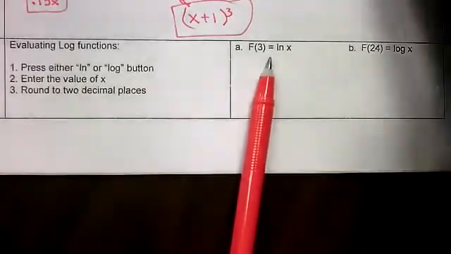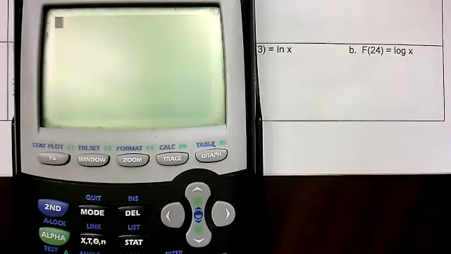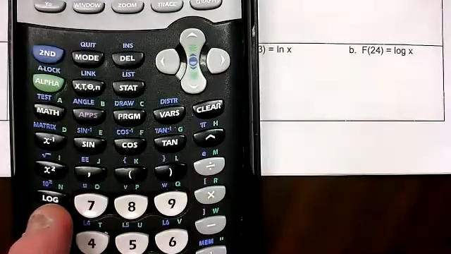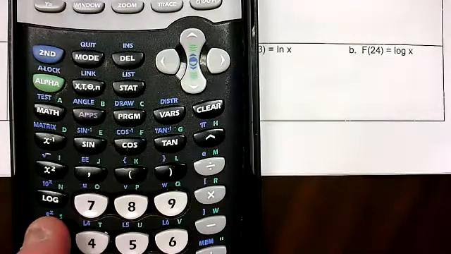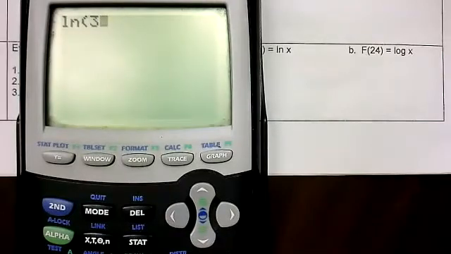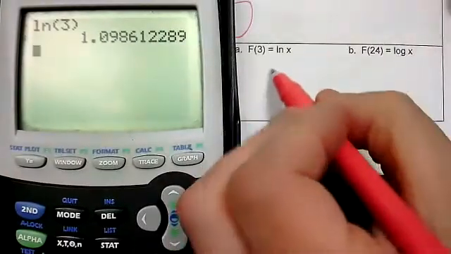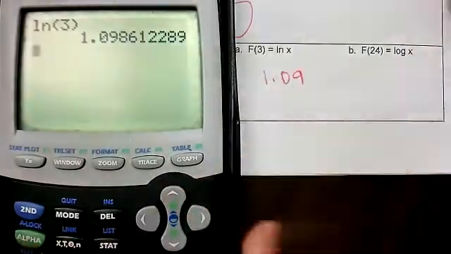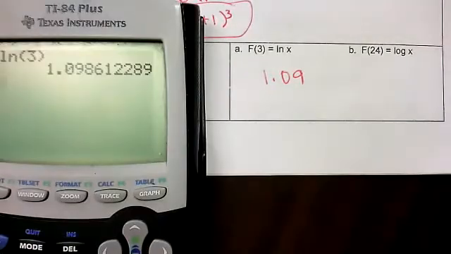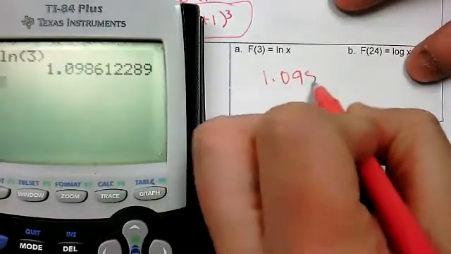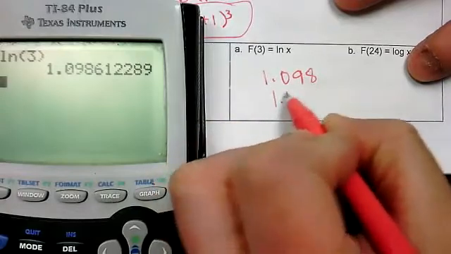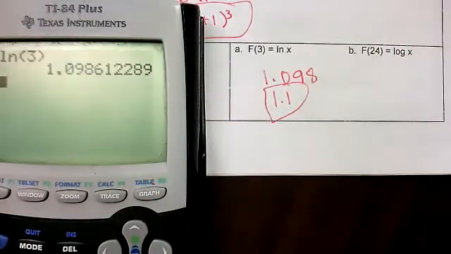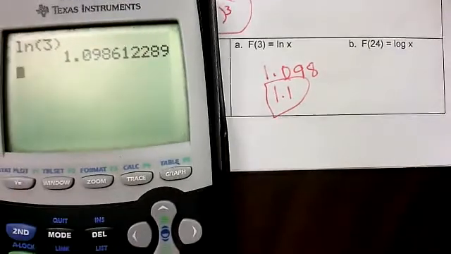So for f of 3, we're going to come to our calculator here. Right here, you see the log button, and above, you see the ln button. For the first one, it's ln of x. So I'm going to push ln, and you see it just shows that up there. Then I'm going to enter 3 and hit enter. My answer then is 1.09, or 1.1, because 0.098, so it'd be 1.1, if you're rounding to 2 decimal places, which is what our notes say to do.